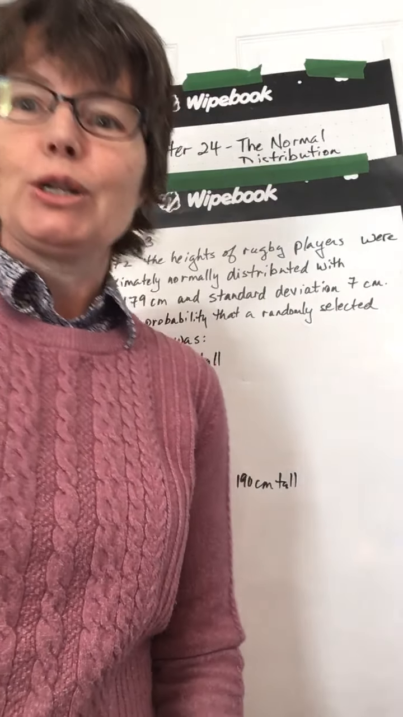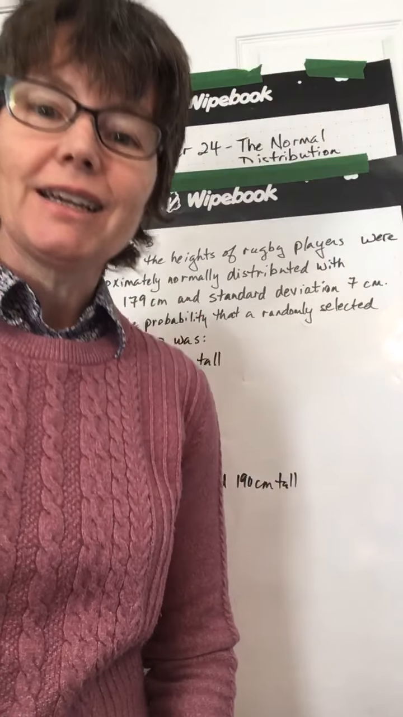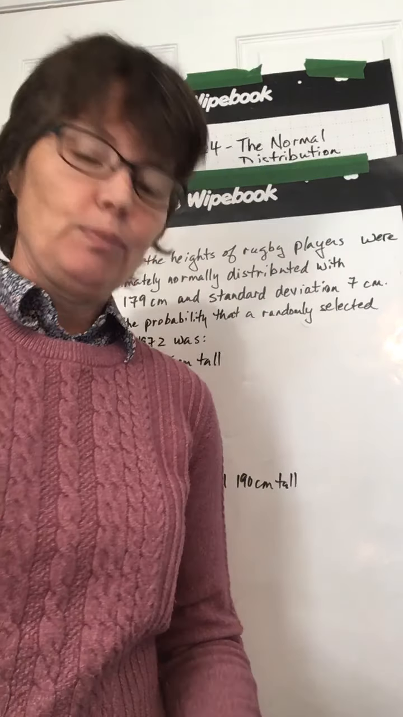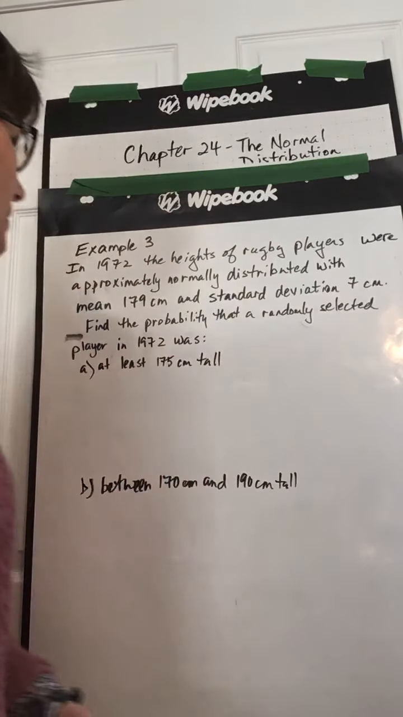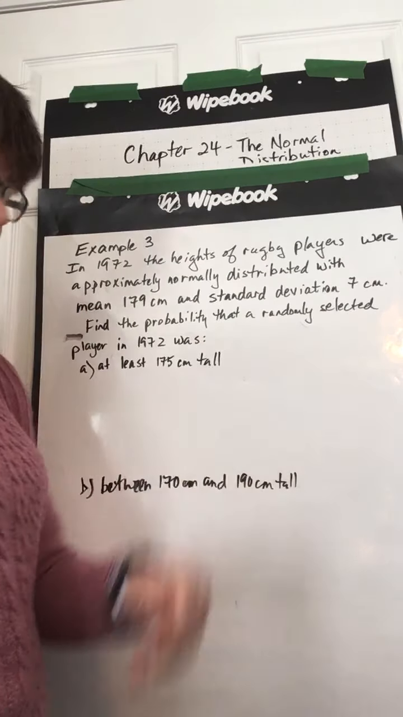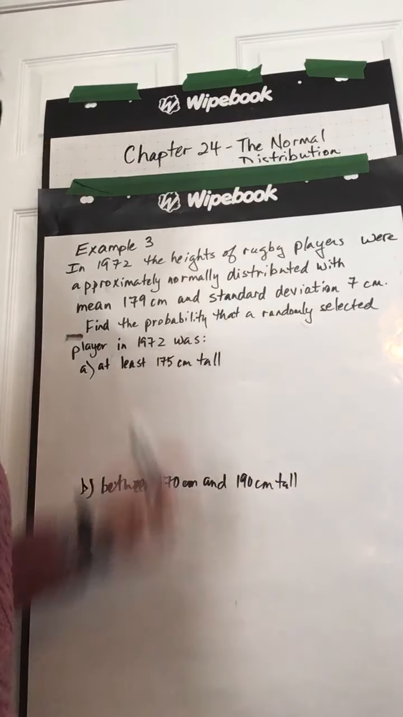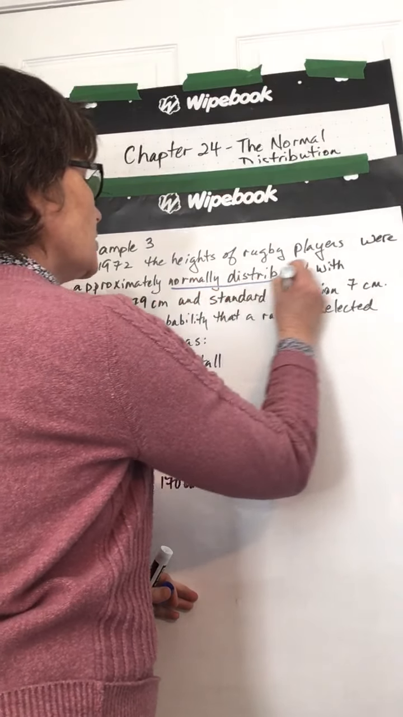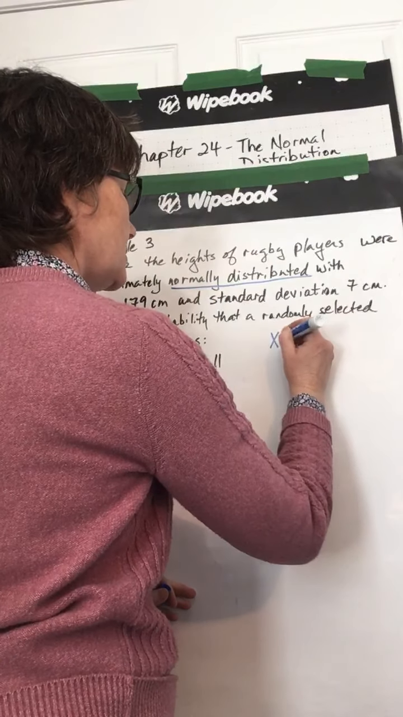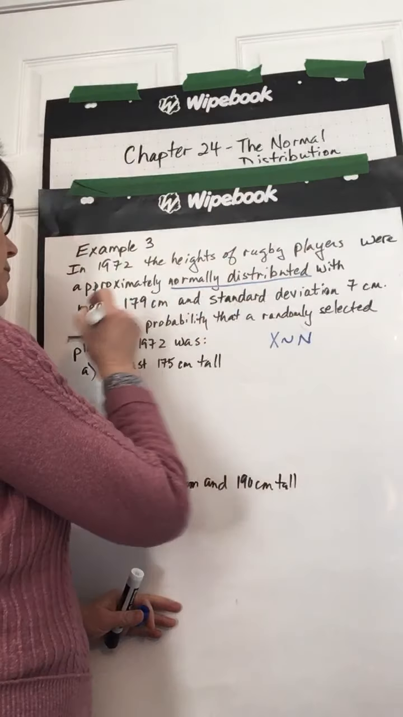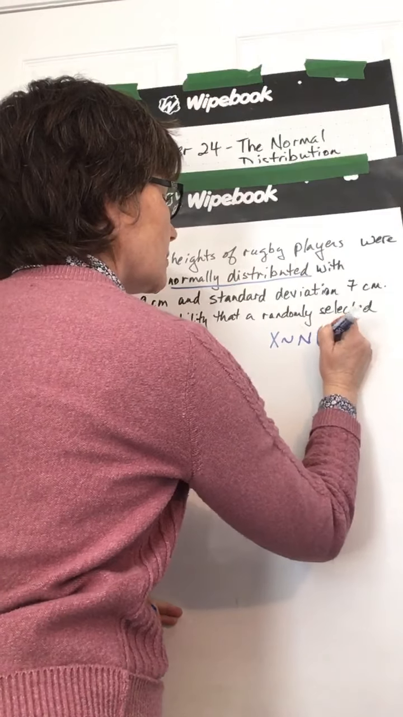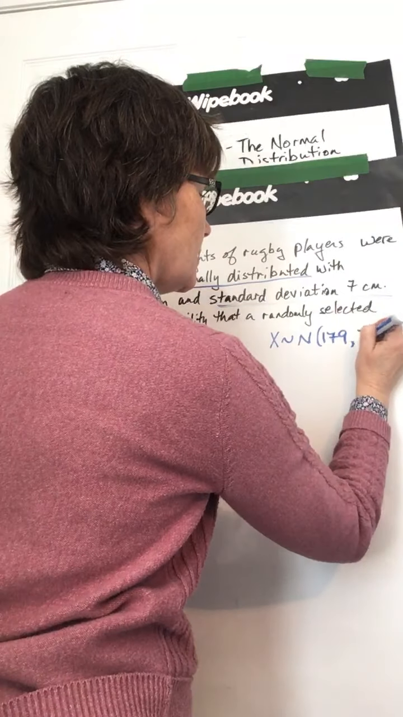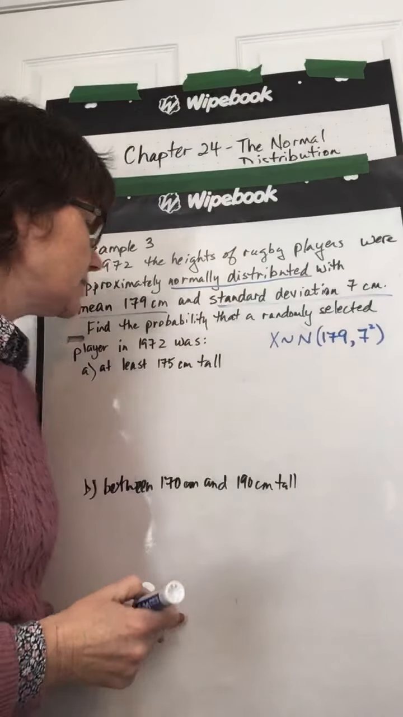Here we go with example 3 from chapter 24. And we're dealing with the TI-Nspire still, the normal distribution. So our question says, in 1972, the heights of rugby players were approximately normally distributed. So there's our first hint. Normally distributed. Okay, so we know that X is distributed normally with mean 179, and standard deviation 7, and 7 squared there to represent the variance.